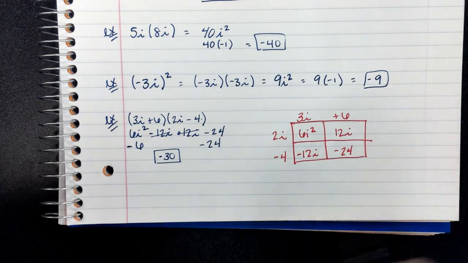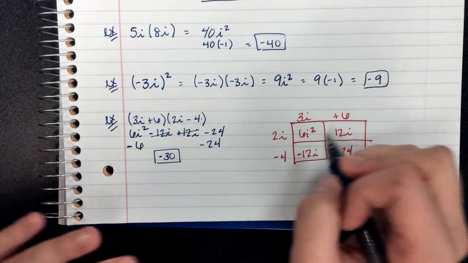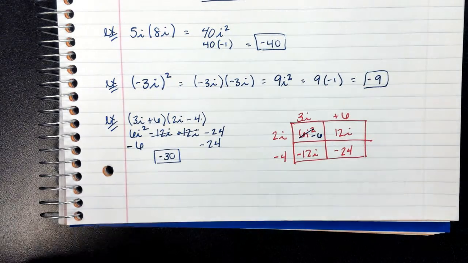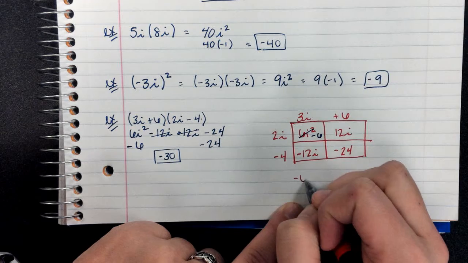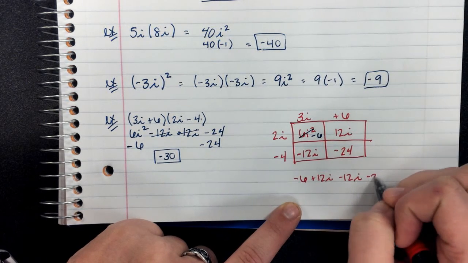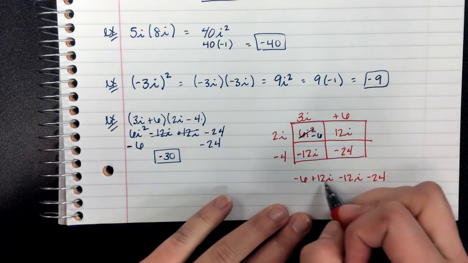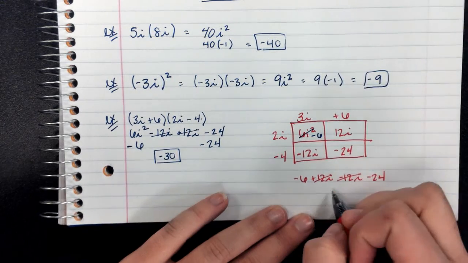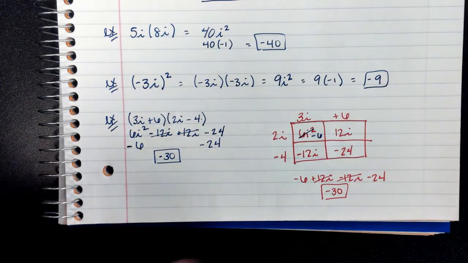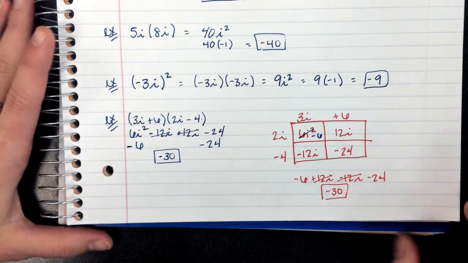You can write it all out, or you can start simplifying. What do I know 6i squared becomes? A negative 6, right? So I have a negative 6 plus 12i minus 12i minus 24, which looks the same. Okay? So my i's happen to cancel, and I'm left with negative 30. It does not matter which way you do it as long as you understand the math. Questions?